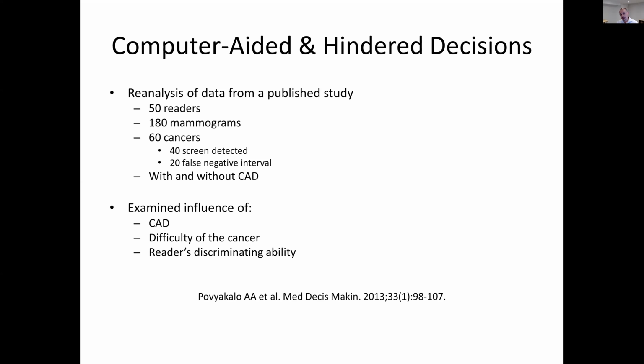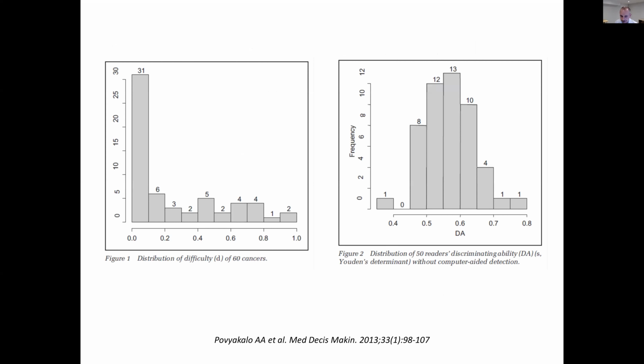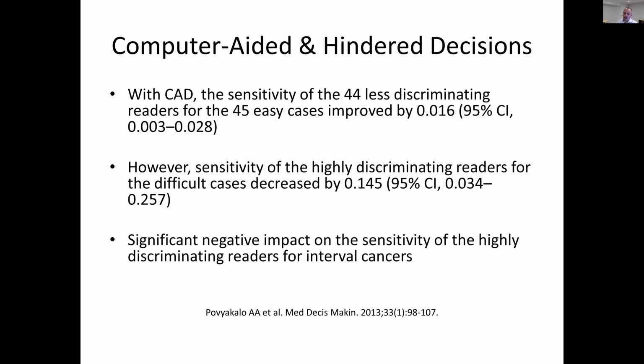So this group wanted to examine the influence of the difficulty of the cases and a reader's discriminating ability. In other words, they wanted to look at poorer readers versus better readers. They found a distribution where more of the cases were easier, but there were some more difficult cases, and a bell curve distribution of reader skills. The interesting thing they found was that with CAD, the sensitivity of the less discriminating readers for the easier cancers improved. But more importantly, the sensitivity of the highly discriminating readers for the difficult cases decreased. And there was a significant negative impact on the sensitivity of the highly discriminating readers for interval cancers.